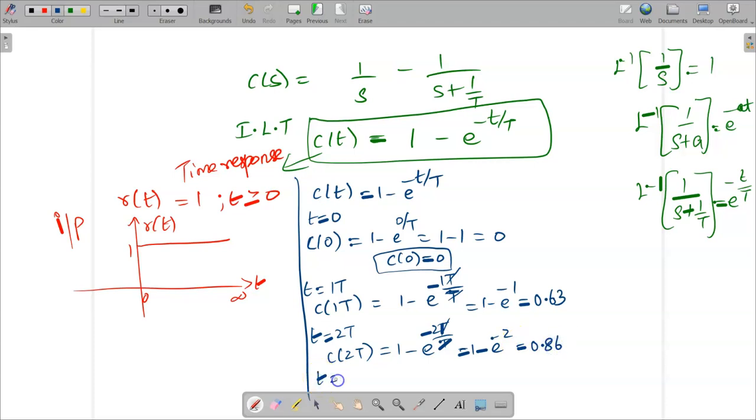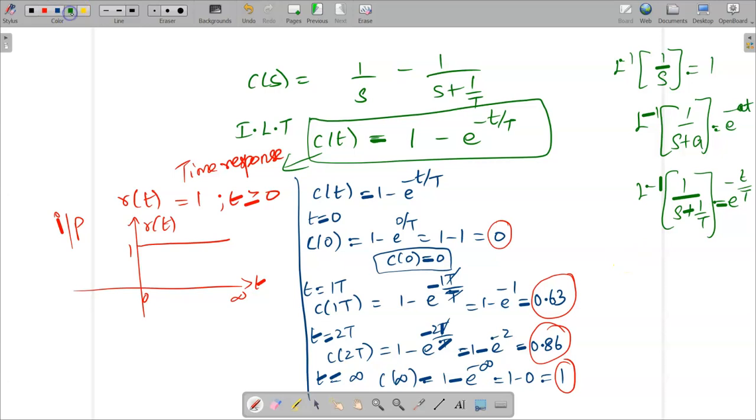So let me take the final value. Let me take the final value as infinity. So c of infinity is 1 minus e power minus infinity by T, which is nothing but minus infinity. So anyway, e power minus infinity is 0. So 1 minus 0 is 1. Okay. So these are all the values you have obtained. Okay. So using these values I have to draw the curve.